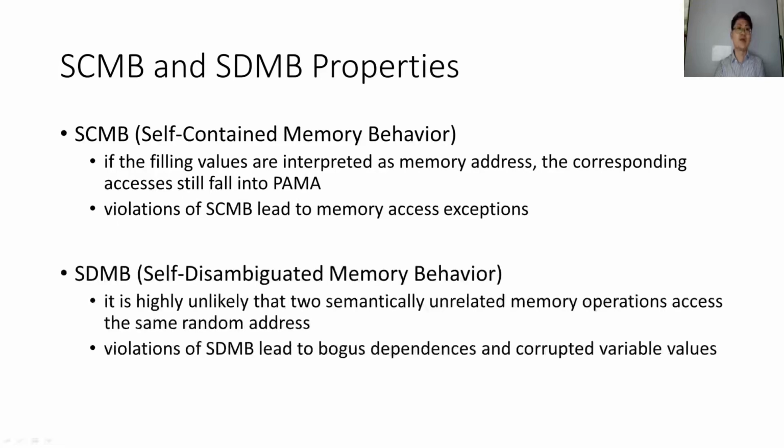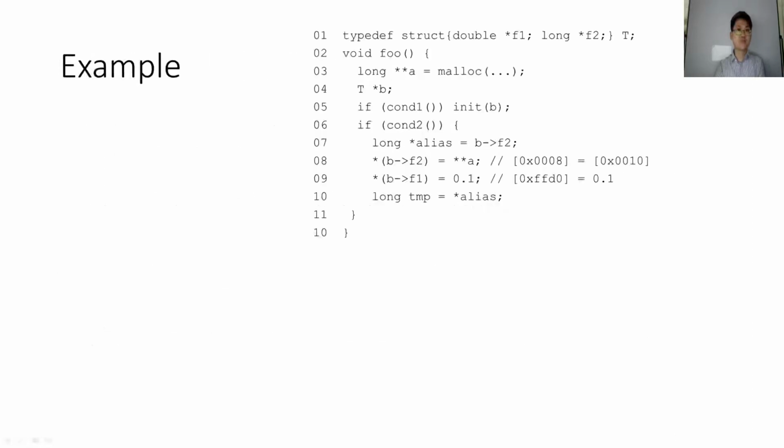The second property is self-disambiguity memory behavior, or SDMB for short. That means it is highly unlikely that two semantically unrelated memory operations access the same random address. Violations of SDMB lead to spurious dependencies and corrupted variable values. Let's revisit the example code to see how PMP ensures SCMB and SDMB properties.